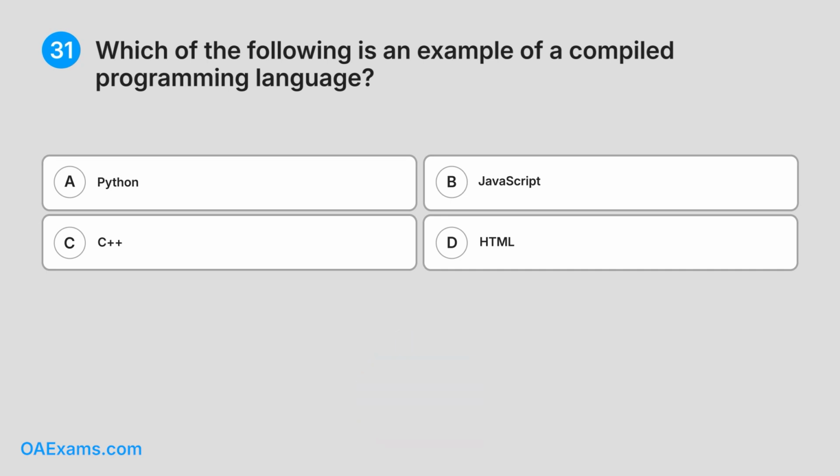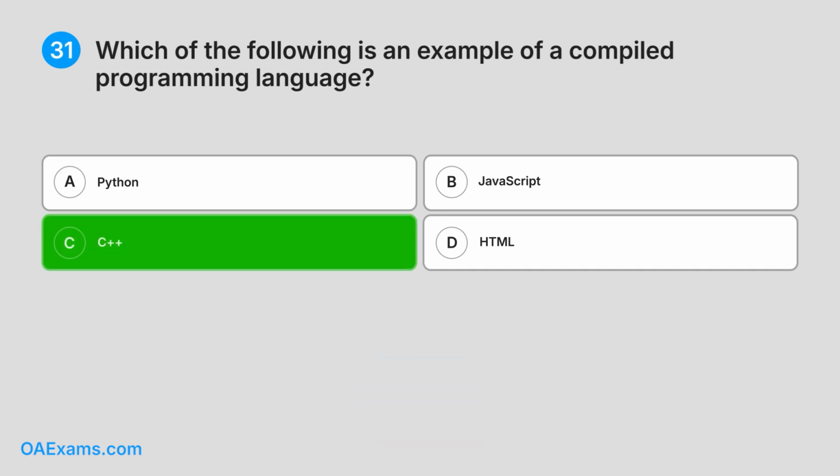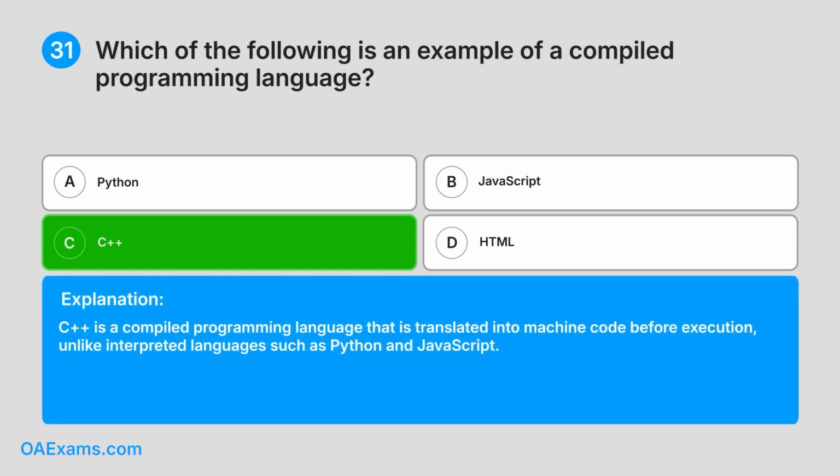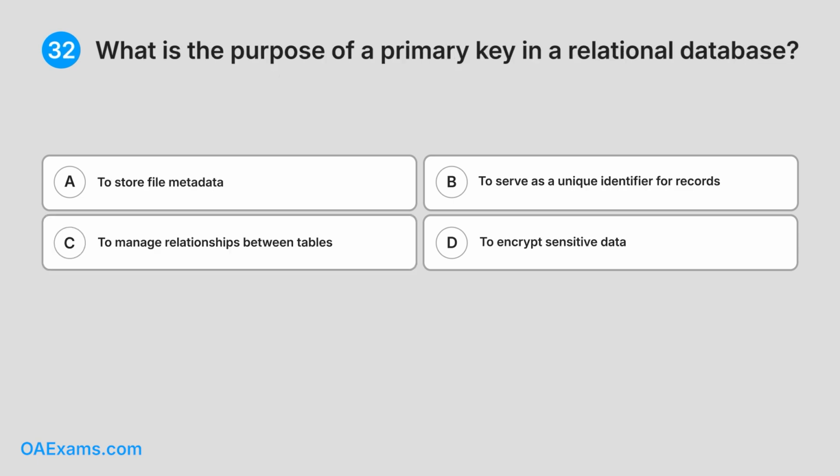Correct answer. C. C++. Explanation. C++ is a compiled programming language that is translated into machine code before execution, unlike interpreted languages such as Python and JavaScript.